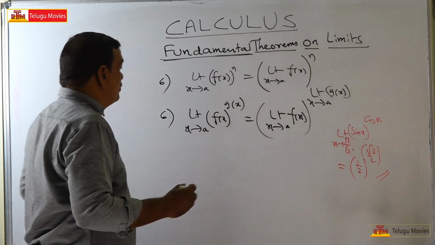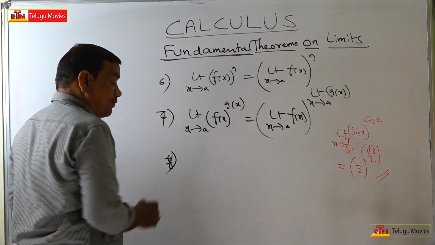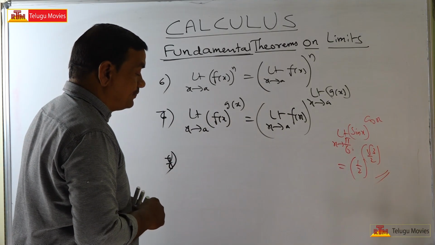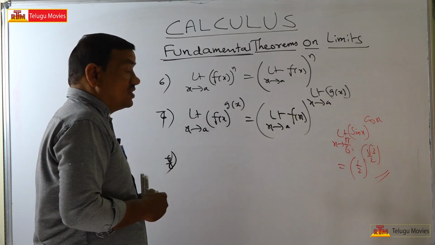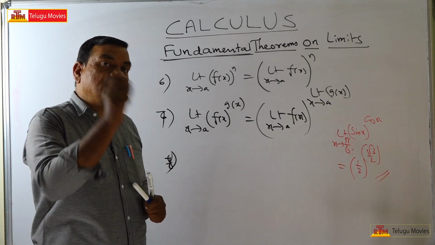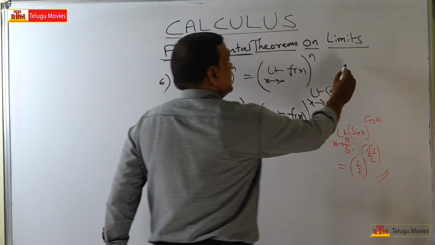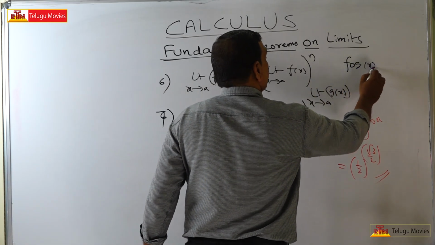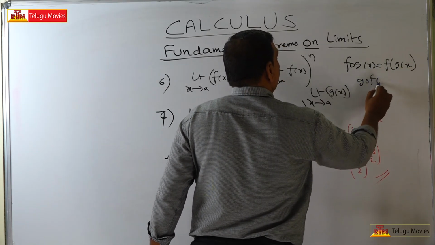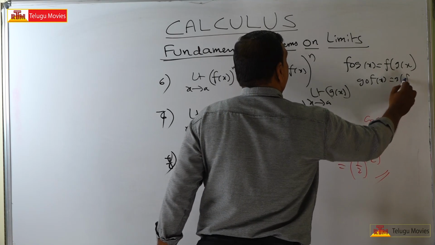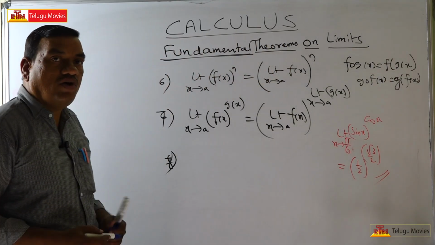Now coming to the 7th property and 8th property. So here, one more function: composite functions are there. If they are composite functions, that means what? f circle g of x is equal to f of g of x, and g circle f of x is equal to g of f of x.